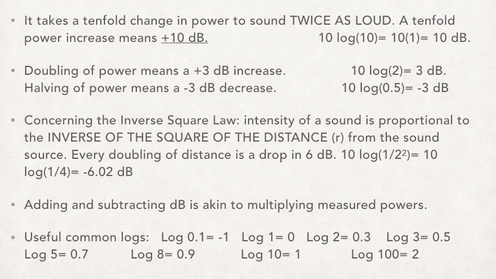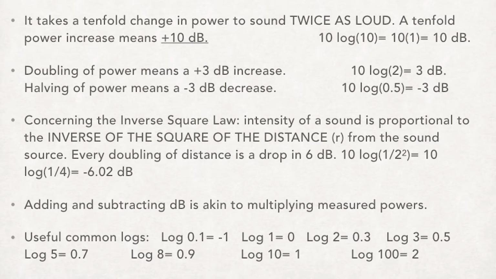Let's talk about the inverse square law for a second. The intensity of a sound is proportional to the inverse of the square of its distance away. Every time we double the distance from a sound source, we're going to see a drop of 6 dB. If we add and subtract dB, it's almost like we're multiplying the power, just like working with any kind of exponent. And here are some useful common laws.